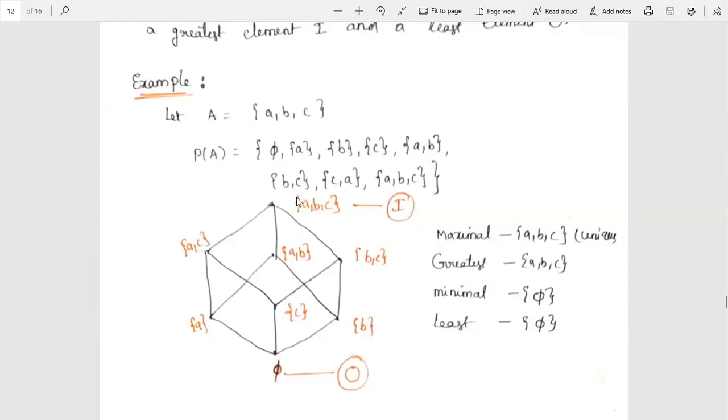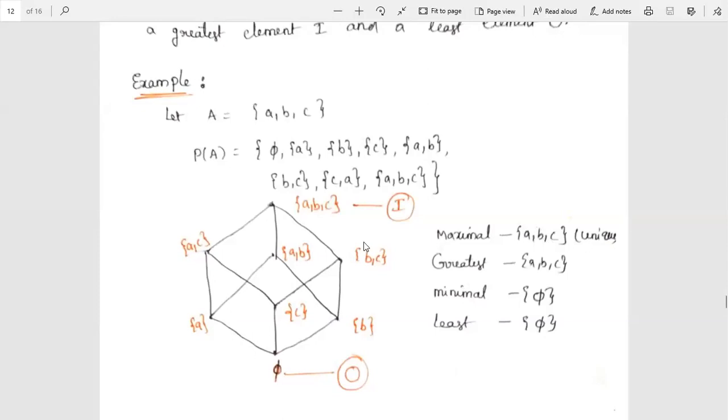In this, the greatest element is denoted with I and the least element is denoted with 0. So in this Hasse diagram, we consider the maximal element. What is the maximal element of this Hasse diagram? The top element of the Hasse diagram we consider as the maximal element. What is the top element? {A, B, C}. So the maximal element is {A, B, C} and it is unique.